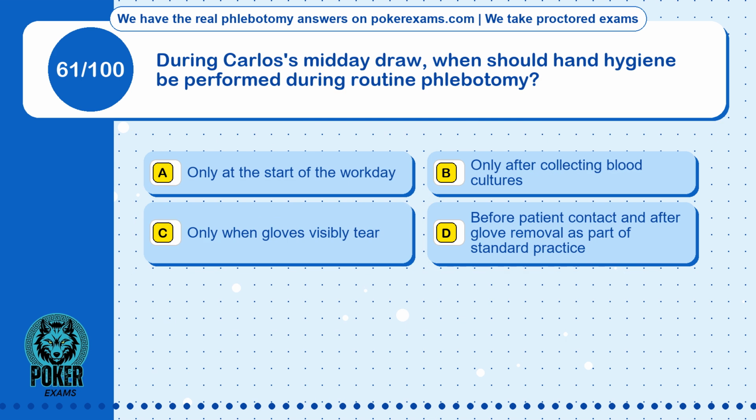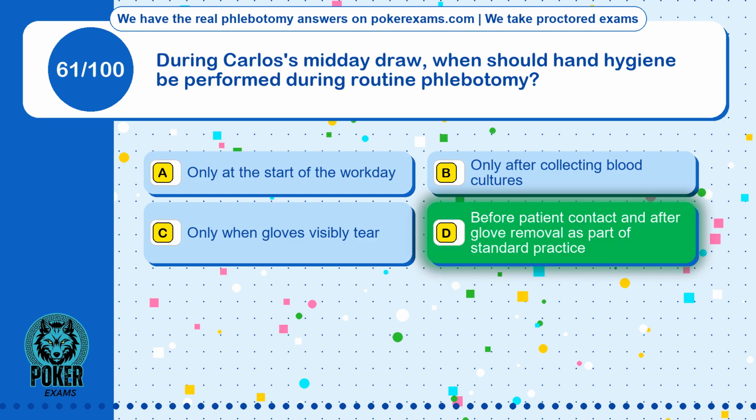Question 61. During Carlos's midday draw, when should hand hygiene be performed during routine phlebotomy? Option A. Only at the start of the workday. Option B. Only after collecting blood cultures. Option C. Only when gloves visibly tear. Option D. Before patient contact and after glove removal as part of standard practice.